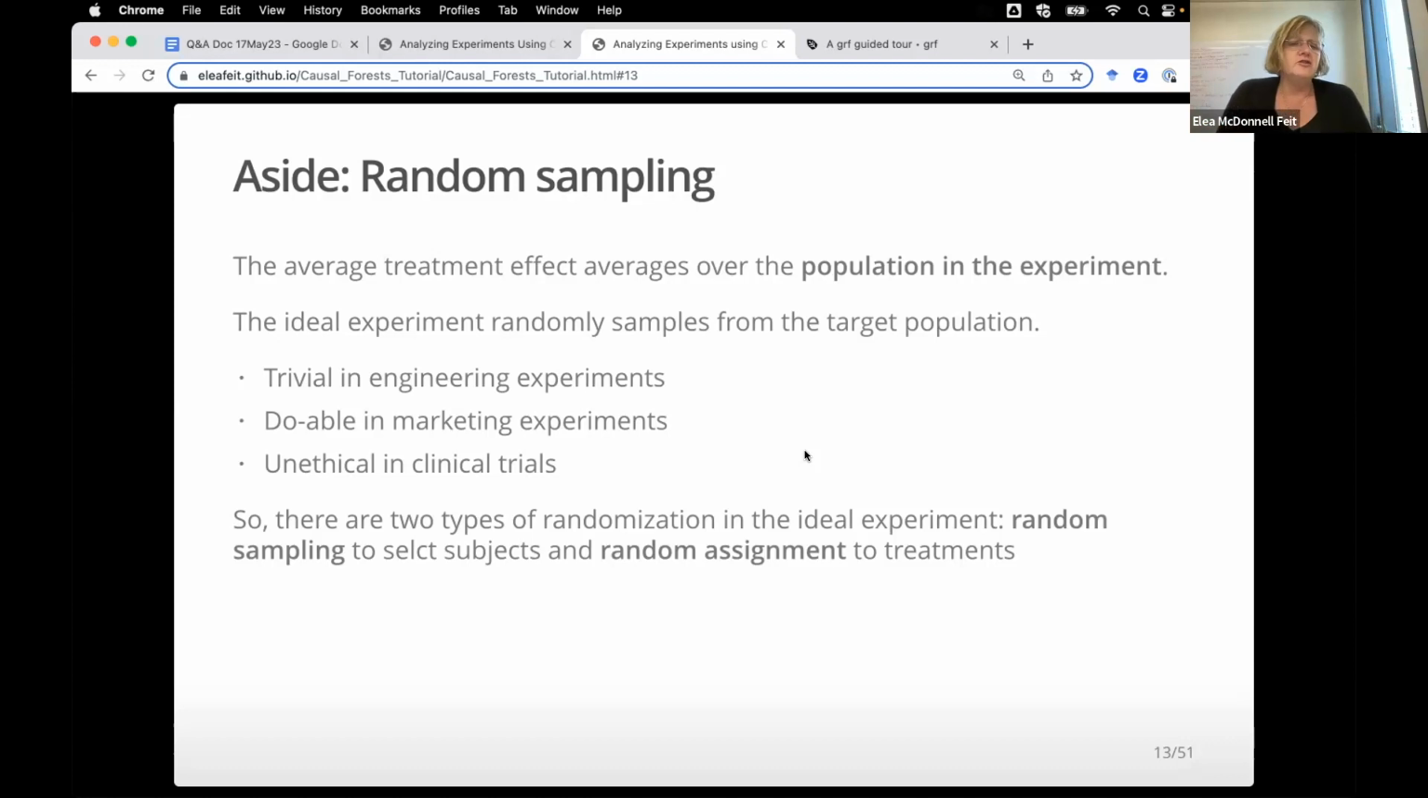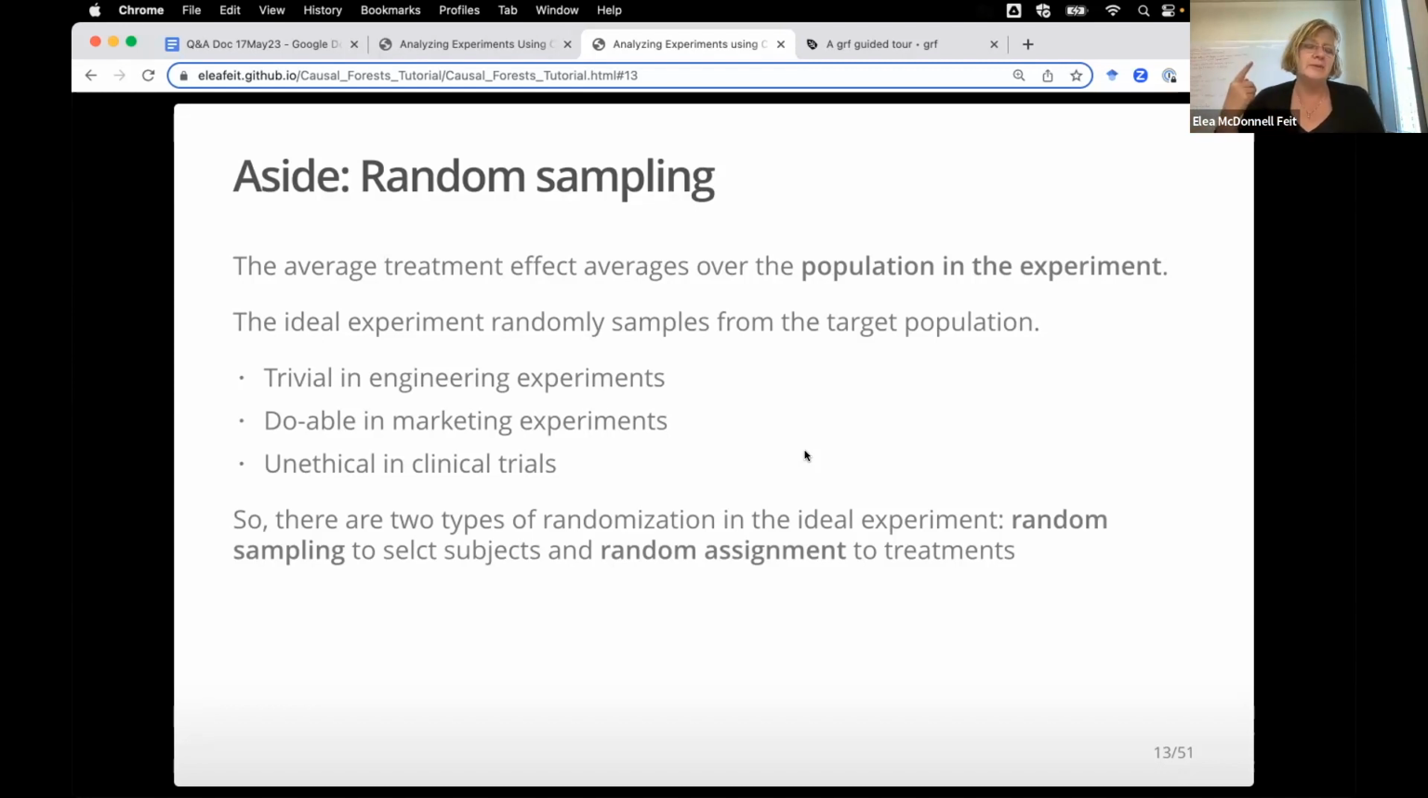It's also fairly doable in marketing experiments where we can just toss a coin to decide whether each visitor to our website, say, is in the experiment or not in the experiment. And so that makes it fairly easy for us to take a random sample of the visitors to our website, which is usually the population that we're interested in. But in other populations, it's unethical. Like it would be unethical to randomly sample from Americans and force them to be in a vaccine trial. And so we typically don't do that.